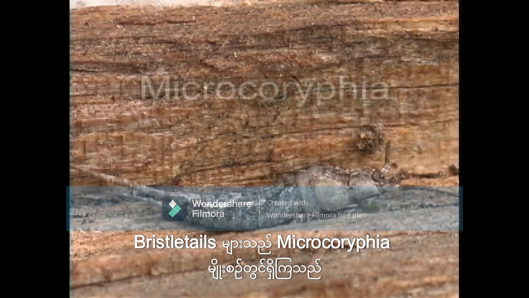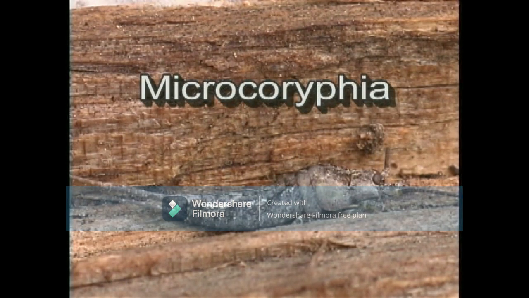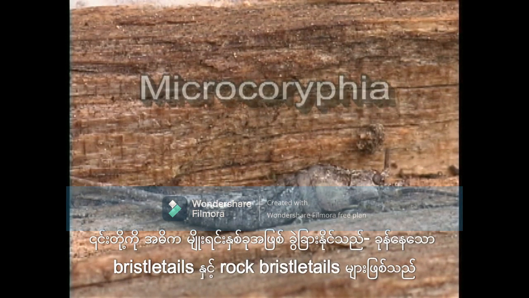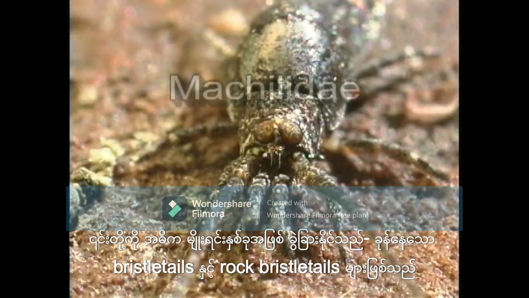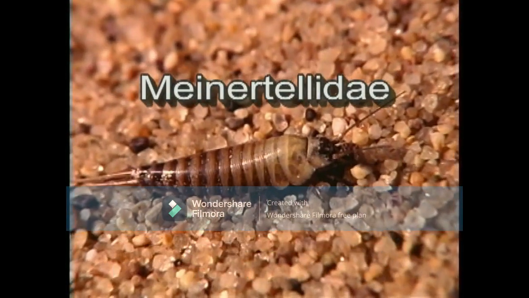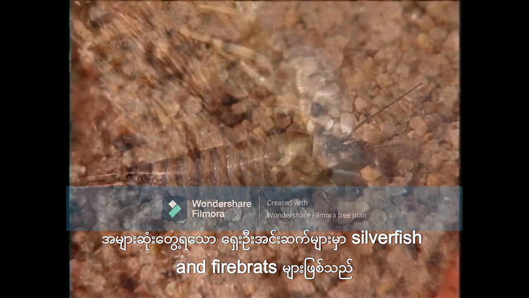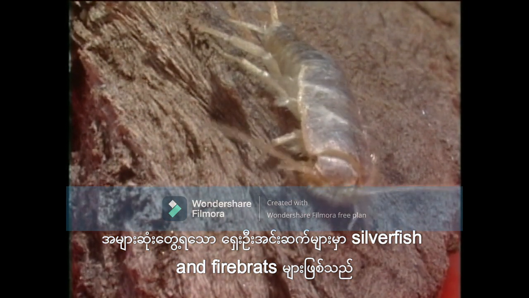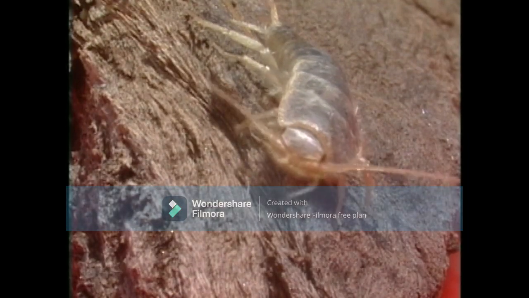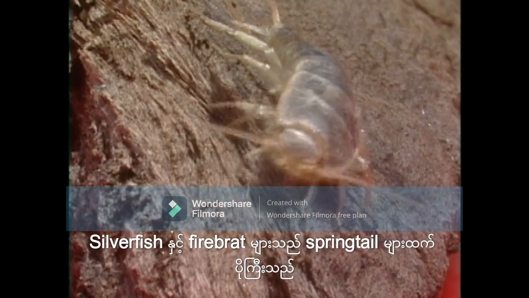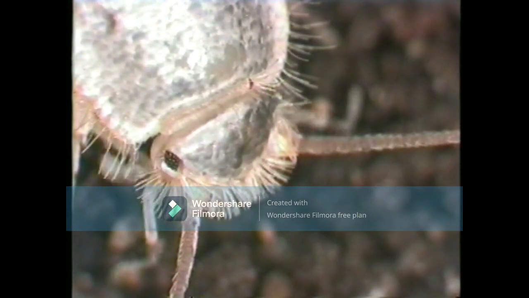Bristletails are in the order Microcoryphea. They can be divided into 2 major families, the jumping bristletails and the rock bristletails. Some of the most common of the primitive insects are silverfish and firebrats. Silverfish and firebrats are larger than springtails.